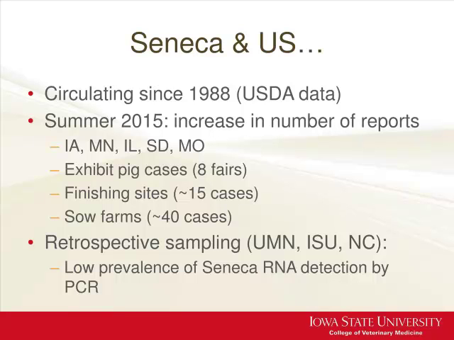And in a nutshell, not to spend much time, putting together data from Minnesota, from Iowa, and from North Carolina, we understand that Seneca RNA detection by PCR is prevalent, but at low prevalence. We're talking about 1%, sometimes less, sometimes up to 3%, depending on the sample. So we understand that Seneca is circulating in the US.